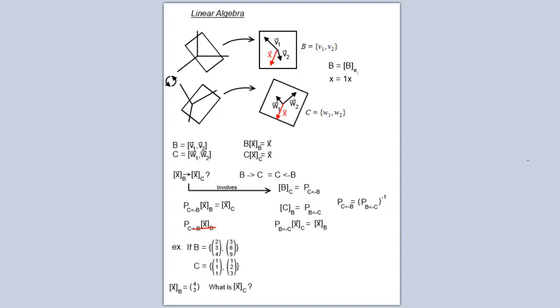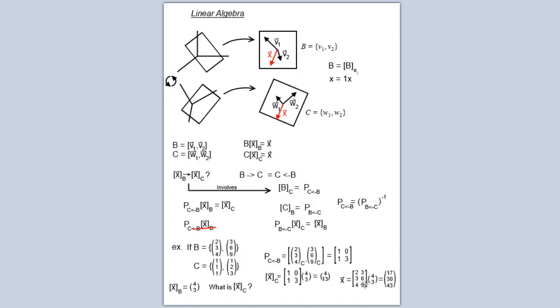For an example, let's look at if you had B equal to the set of (2, 3, 4) and (3, 6, 9), and C is the set (1, 1, 1) and (1, 2, 3). If x in terms of B is (4, 3), let's find x in terms of C. First, you're going to look at the vectors in B and give them as coordinate vectors in C and make a matrix out of that. And then multiply it by x in terms of B, and you get (4, 1, 3). We can check this, like I said up here.